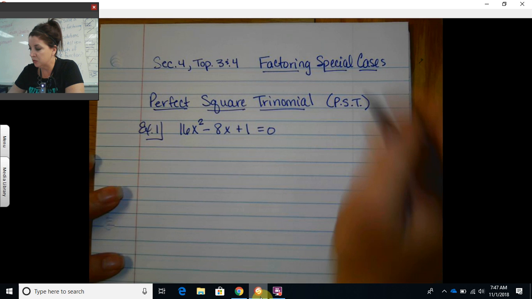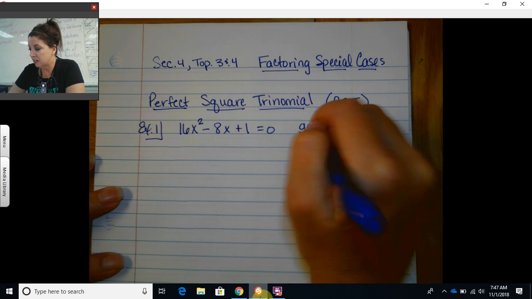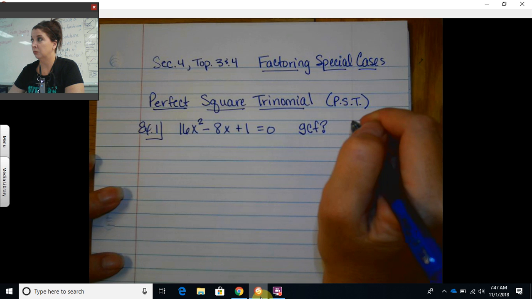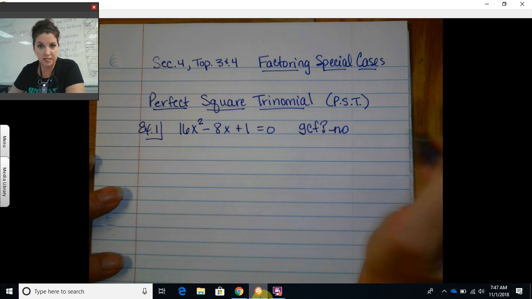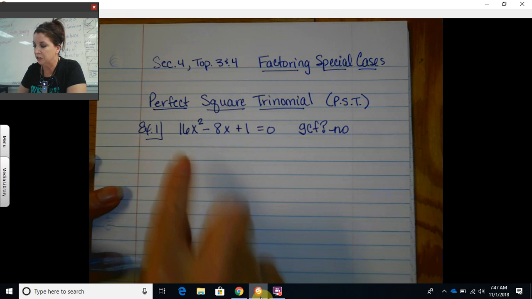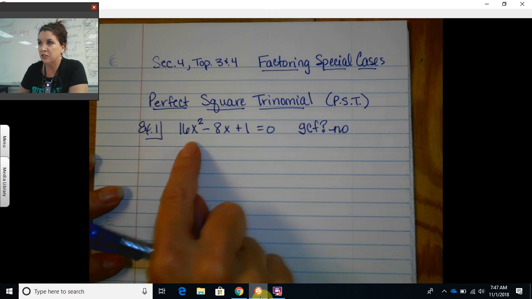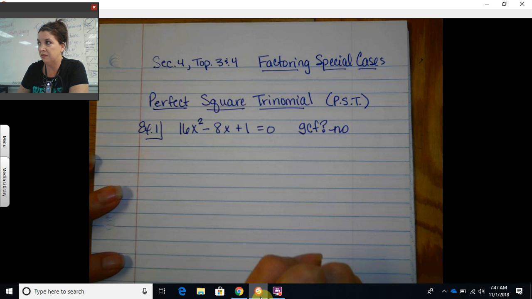Next thing we do is we say, is there a greatest common factor besides 1? What is it? No. No, there's not a greatest common factor, okay? The first two terms have a common factor of 8, or 4 or 2, but all three terms have to have the same common factor, okay?